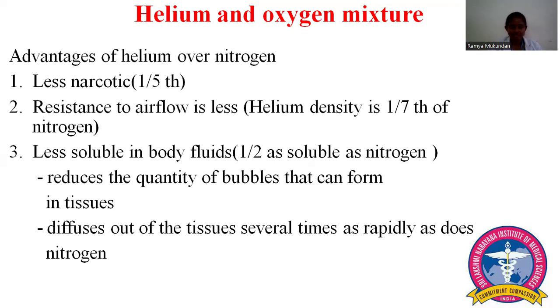Then solubility: the solubility of helium is only about 50% of the solubility of nitrogen. So this reduces the quantity of bubble formation in the tissue, and the diffusion capacity of helium is very fast compared to nitrogen. So these are the advantages of using helium in place of nitrogen to prevent the occurrence of decompression sickness and nitrogen narcosis.